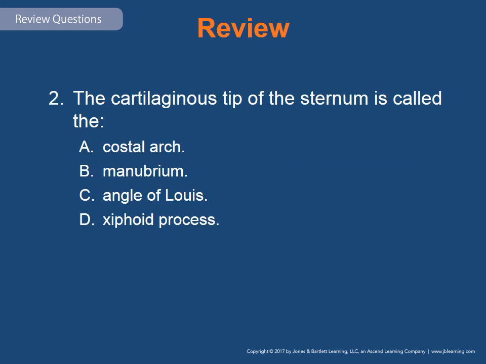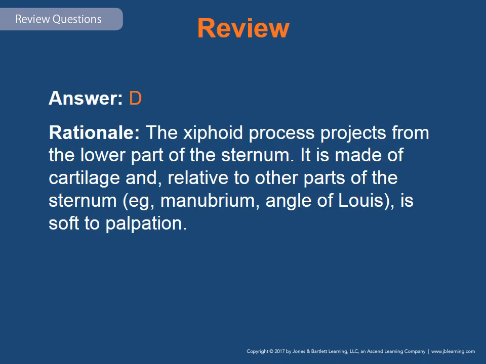The cartilaginous tip of the sternum is called the costal arch, manubrium, angulus, xiphoid process. D, the xiphoid process. It forms the lower part of the sternum, is made up of cartilage, and relative to other parts of the sternum, the manubrium and the angulus, is soft to palpation.